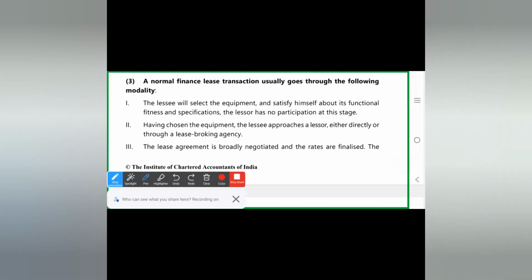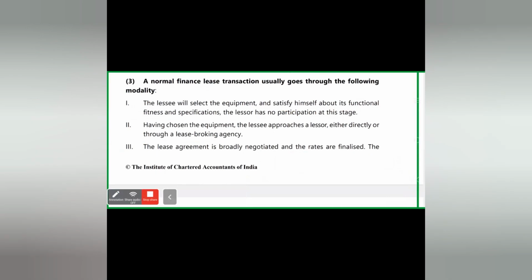Okay. So a normal finance lease transaction usually goes through the following modality. The lessee will select the equipment and satisfy himself about the functional fitness and specifications. Lessor has no participation at this stage. Having chosen the equipment, lessee approaches the lessor directly or through a lease broking agent. Then the lease agreement is broadly negotiated and the rates are finalized.